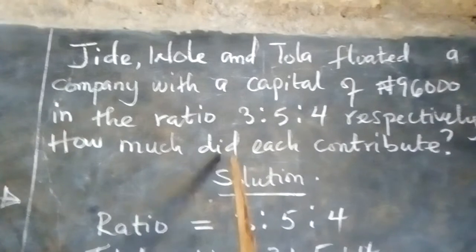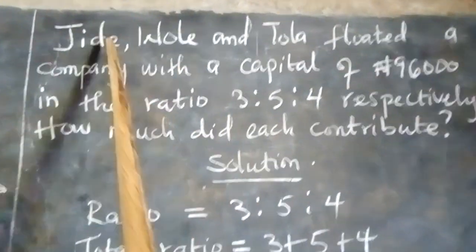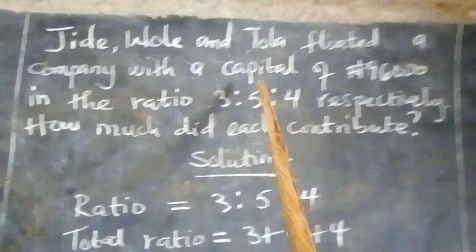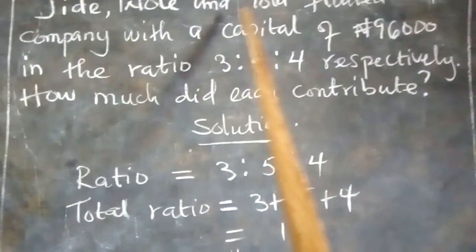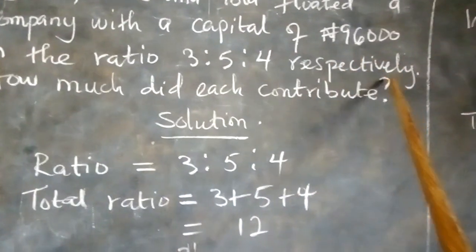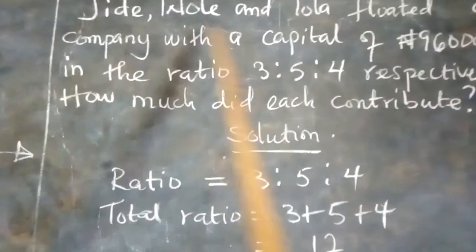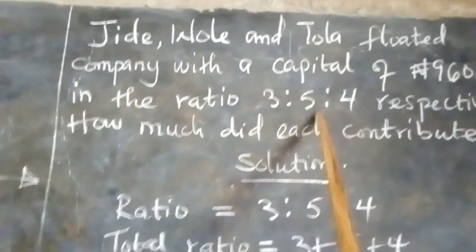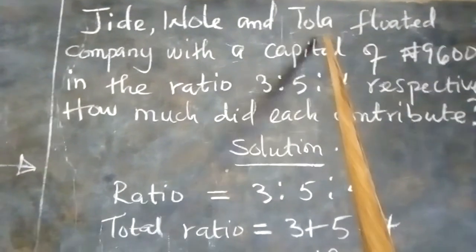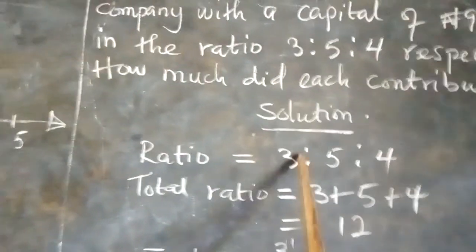Read the question, you make sure you understand it. Three people floated a company. The names are Jide, Wole, and Tola, as it was given in the question. Then the ratio is 3:5:4. They said respectively. Respectively means 3 here goes to Jide, 5 here goes to Wole, and 4 here is for Tola. Solution. Let's look at the solution.